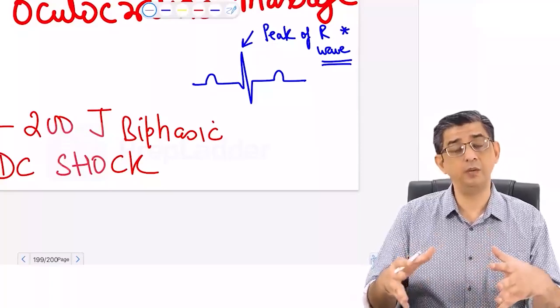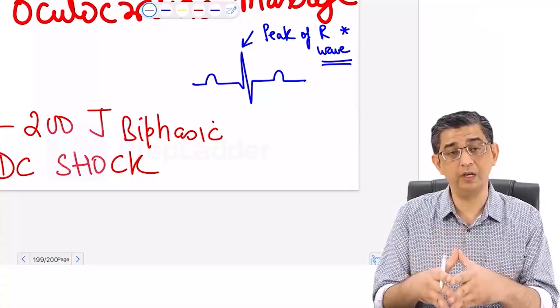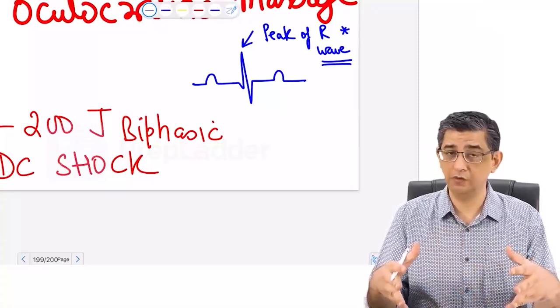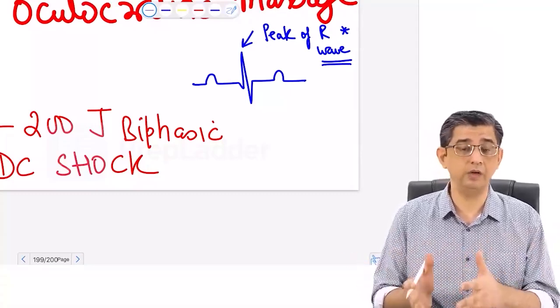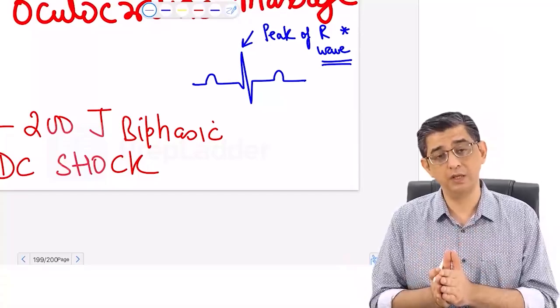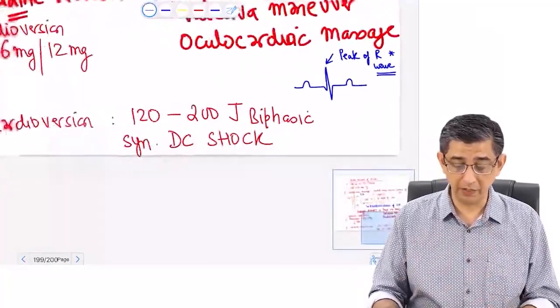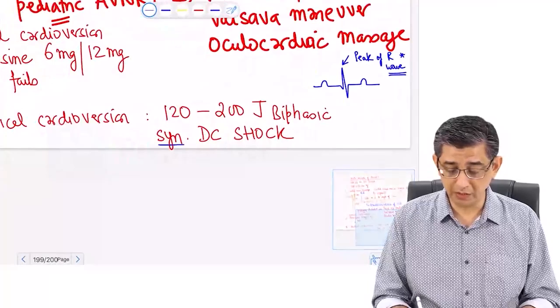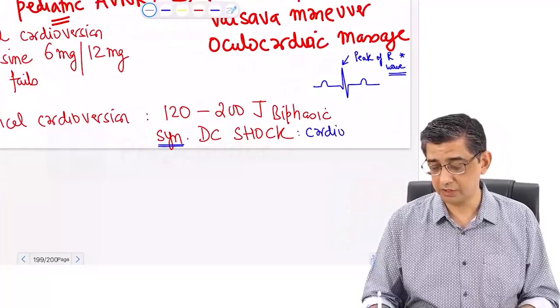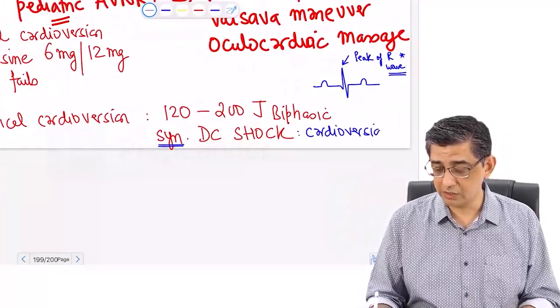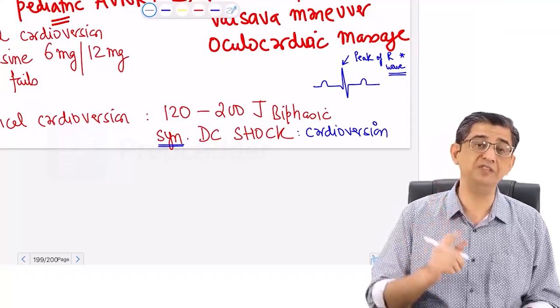Why? Because that is where the abnormal contraction is occurring. The moment I deliver a DC shock, the heart will relax, get filled with blood, and the SA node, the dominant pacemaker, will take over the activity because the bad guy, the re-entry circuit, has definitely been suppressed. The message here is that whenever you read the word synchronized DC shock, it is also referred to as cardioversion, whereas non-synchronized DC shock is the one that is referred to as defibrillation.